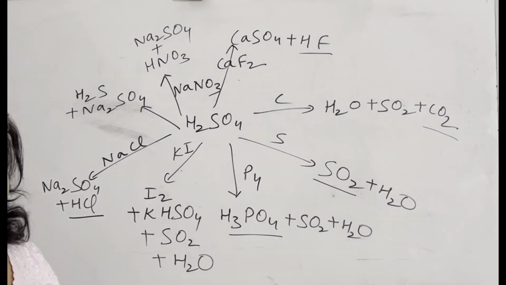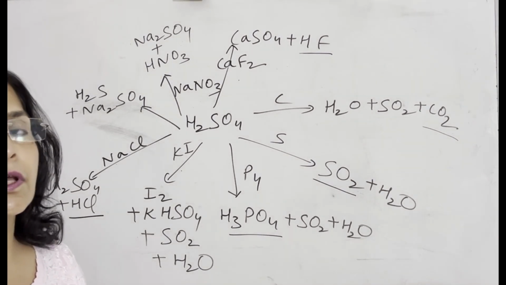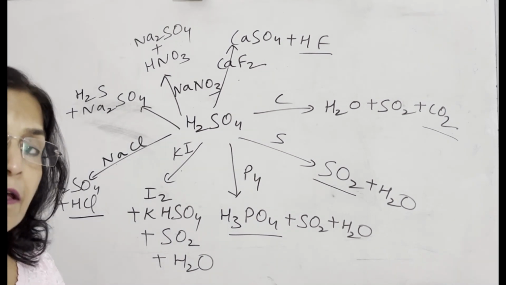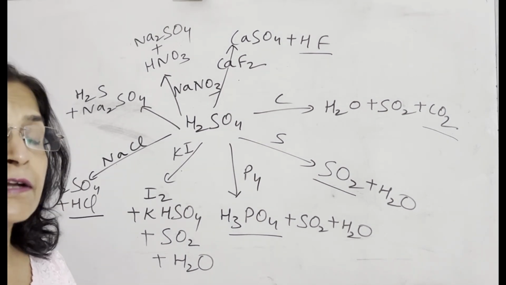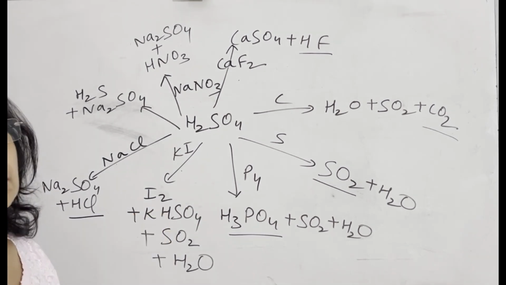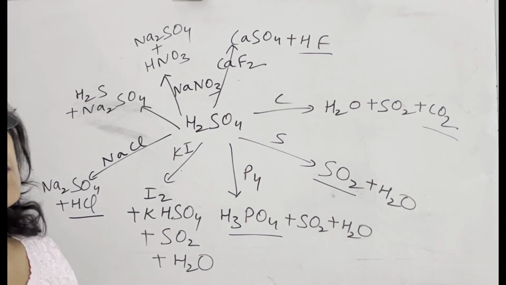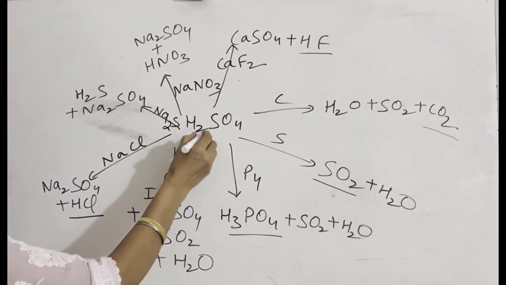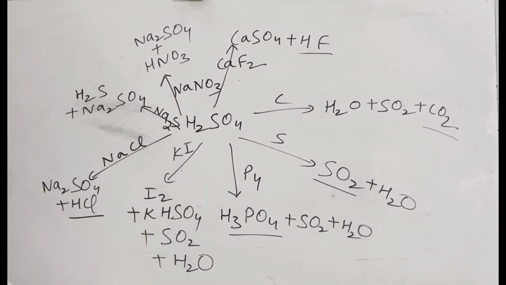Why? Because hydrobromic acid and hydroiodic acid act as reducing agents. They reduce sulfuric acid to sulfur dioxide and then HI gets oxidized to iodine, and HBr will oxidize to bromine. When sulfuric acid reacts with sodium nitrate, nitric acid forms. When sulfuric acid reacts with sodium sulfide, hydrogen sulfide forms.